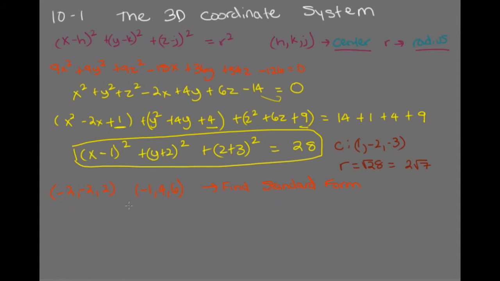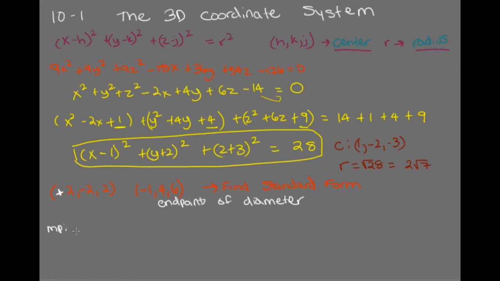Okay. Now, we're given these 2 points, and these 2 points are the endpoints of the diameter. So we want to find the standard form equation. And what we need to find the standard form equation is the radius and the center. Well, we know these are the points of the diameter. So basically what we can do is find the midpoint of these 2 points, and that'll give us the center, and then the radius will be just the distance from the midpoint to any one of these points.